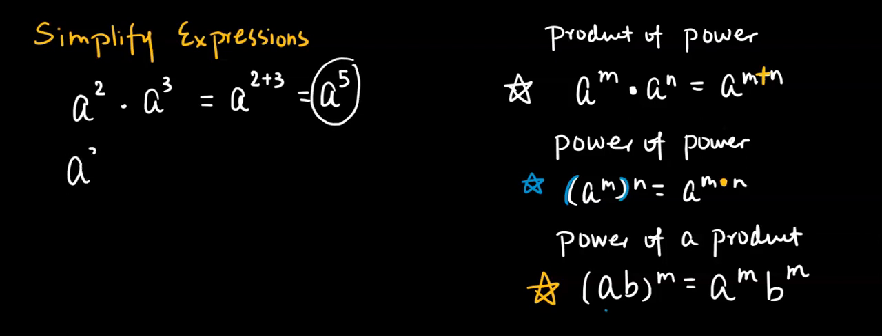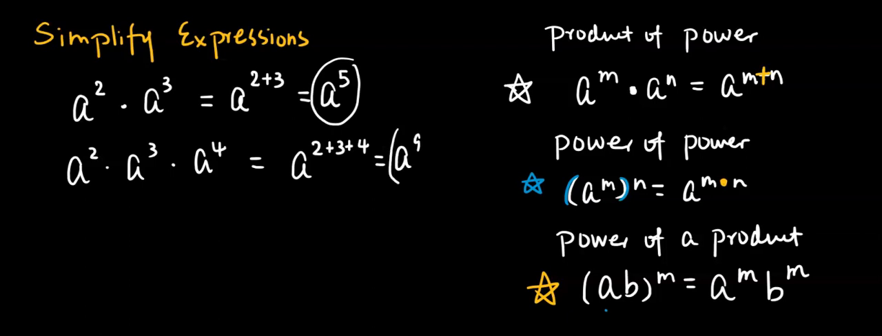What if we have three of them? Remember product of power. Keep the base, add the exponents. 2 plus 3 is 5. 5 plus 4, that is a to the ninth power. All right, that's how we use this one.